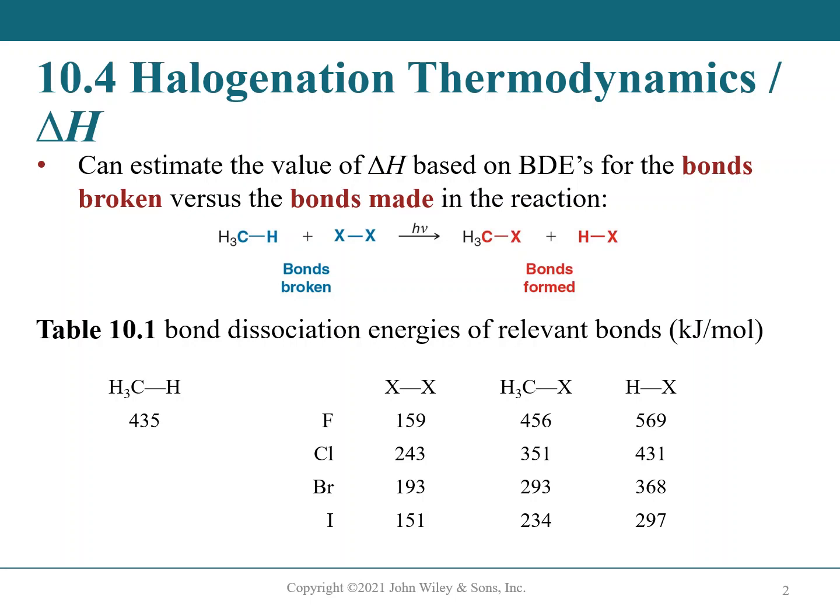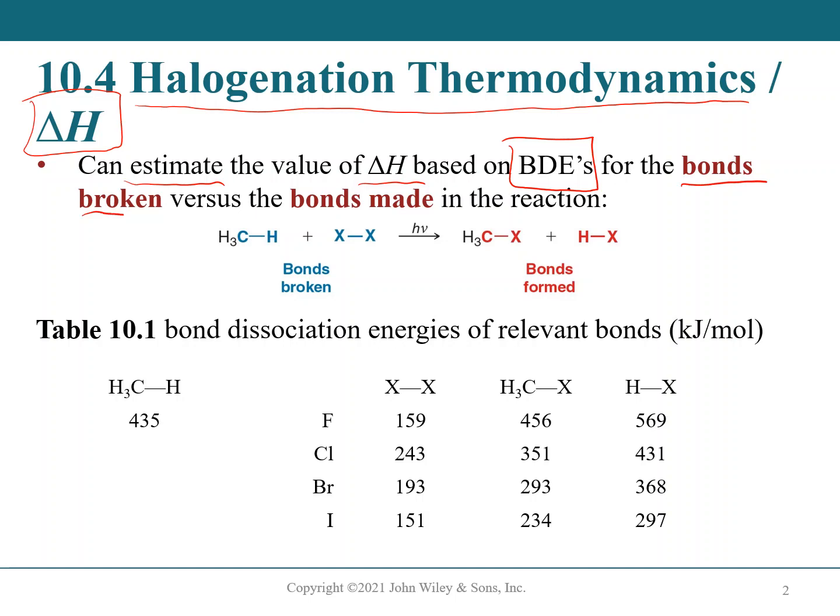So using the approximation that delta G is approximately equal to delta H, we can focus instead for our halogenation thermodynamics exclusively on our delta H. And we can then estimate our delta H values by looking at bond dissociation energies for the bonds by comparing the bonds broken versus the bonds made. This is what we did back in Gen Chem. Everybody hopefully remembers looking at the comparisons of the enthalpies of the reactions.